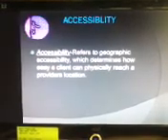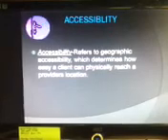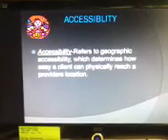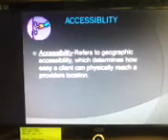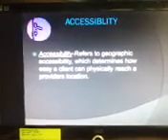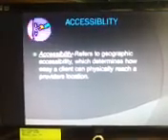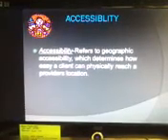Next is accessibility, and that refers to the geographic accessibility that determines how easy a client can reach a provider's location. That has to do with making sure that there's enough clinics in the areas, urgent care clinics, primary care, specialty clinics, outreach facilities.